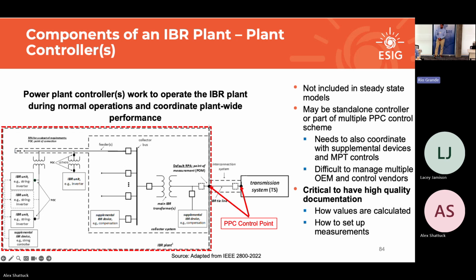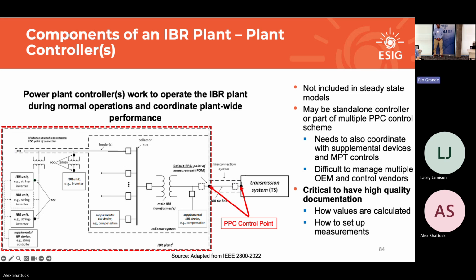It's also very difficult to manage multiple OEM and control vendors just because they all have different protocols, different models, different modeling practices. They might not talk to each other in the model space, things like that. So it's really important for the plant controllers, because of the way that they're handling most of the normal operations, to get high quality documentation from the manufacturer.